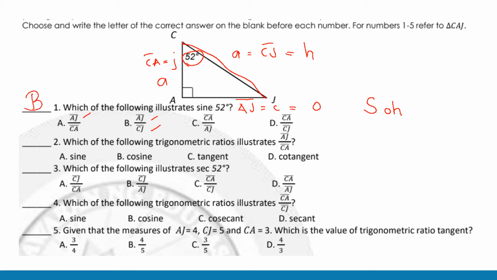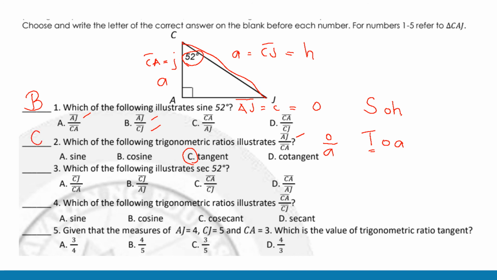Okay? Next, which of the following trigonometric ratios illustrates segment AJ? Asan ba yung segment AJ? So this will be our opposite side. And then over segment CA, which is our adjacent side. So if you notice, it's O over A. And according to our 6 trigonometric ratios, ito ay tumutukoy sa TOA, na kung saan T is for tangent. Nasaan ba ang tangent? Ayun, that is letter C. So ang sagot sa number 2, C.